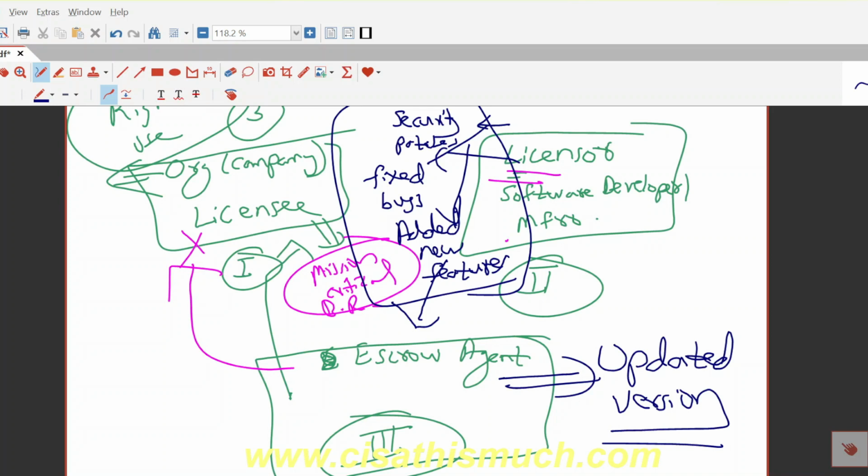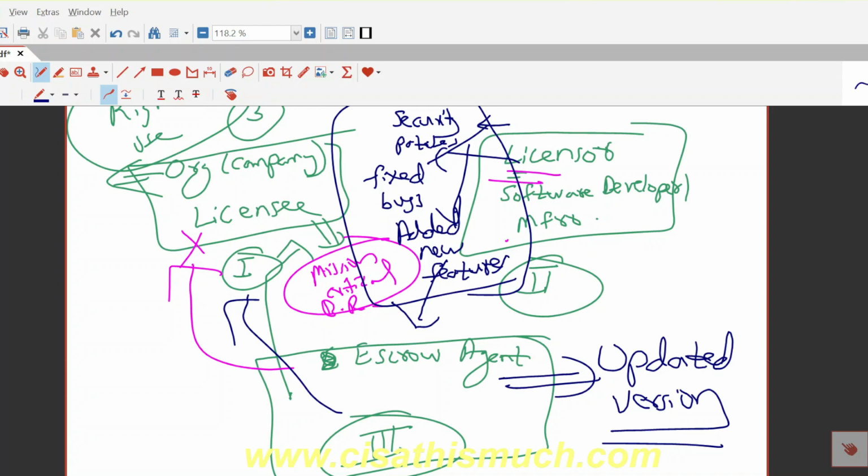because the escrow agent will only release when something bad happens. When something mentioned in the agreement happens, then only will the escrow agent release the code. Otherwise, the escrow agent will not release it, and may not release it over its life. Only in some situations, then only the escrow agent is supposed to release it.